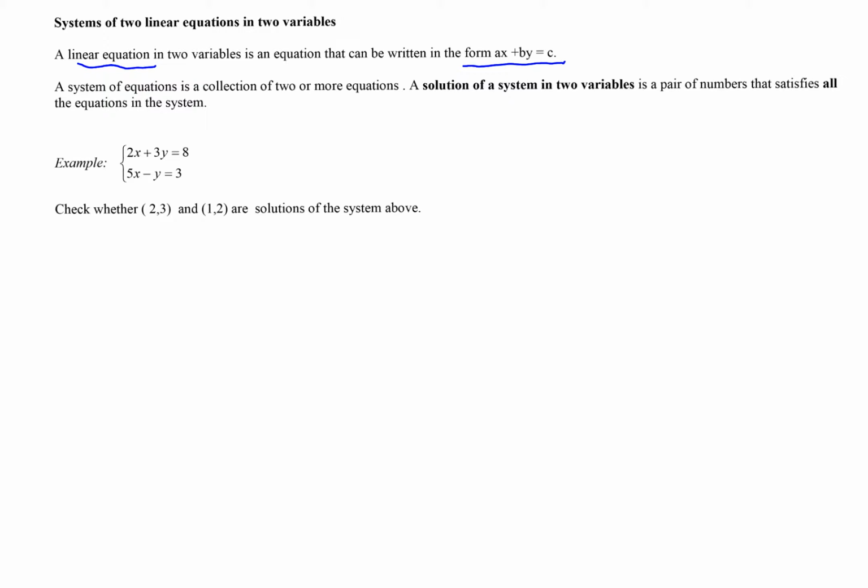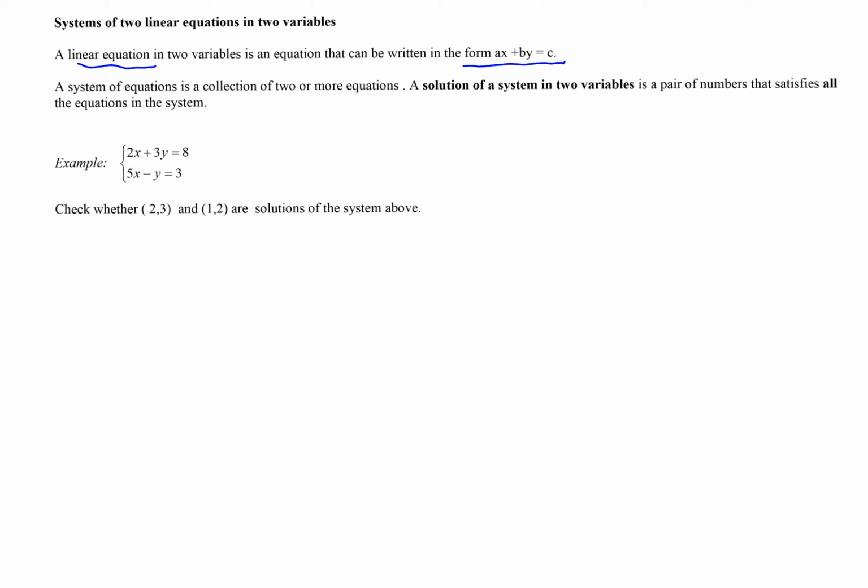So a linear equation is an equation that has two variables, each in the first power, and the coefficients a and b are not simultaneously equal to 0. Our objective will be to solve such a system, that is, to find a pair of numbers that, when substituted into the equations for x and y respectively, will make each equation true.